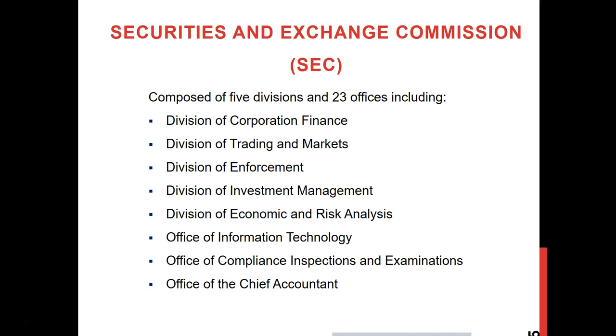There are 5 divisions and 23 offices. One of the most important divisions is the Division of Corporation Finance, and this division has the responsibility to ensure that publicly held companies meet all disclosure requirements. The other division is the Division of Trading and Markets. This division oversees the securities markets in the country, and it is also responsible for registering and regulating the brokerage firms.